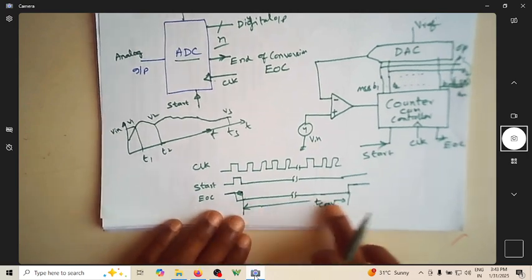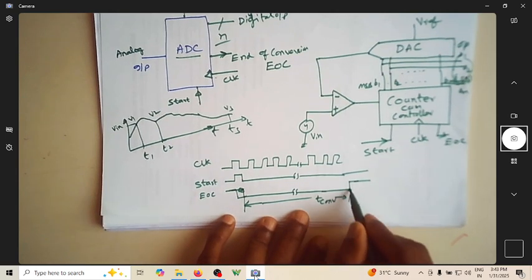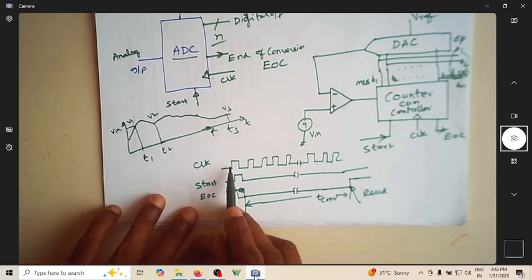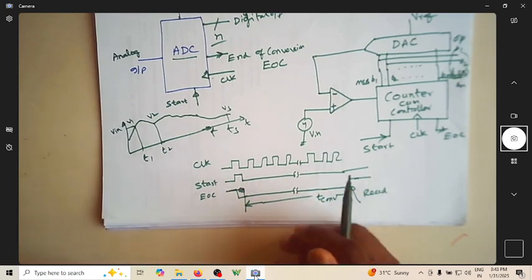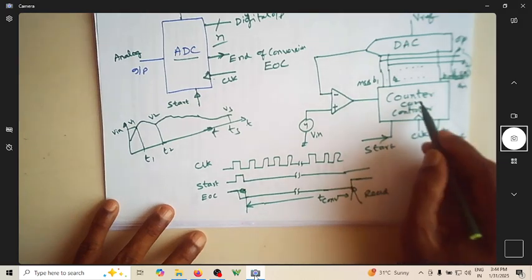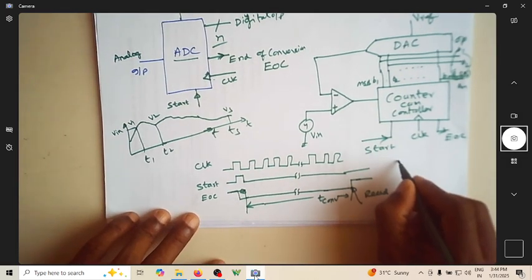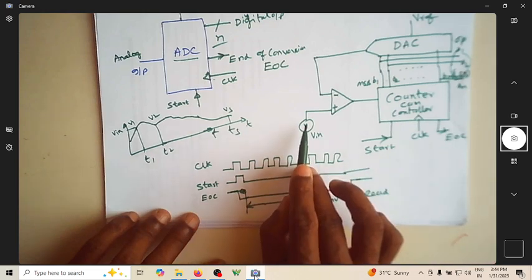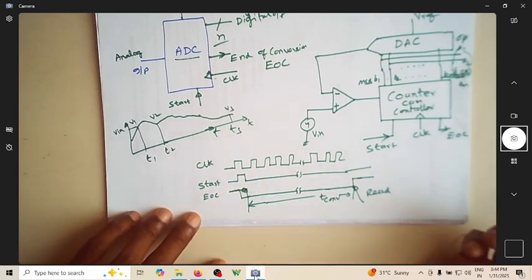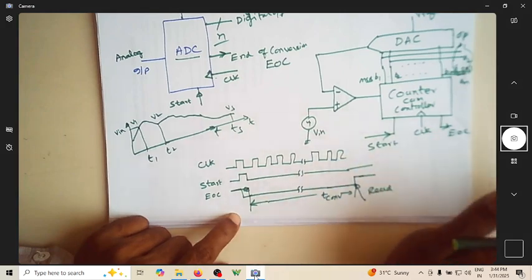After this EOC goes high, it is an indication that conversion is over. Now from here I can read the data. It takes so many clock cycles. In the case of this DAC based counter ADC, which uses a normal counter, if the amplitude of the input voltage is more, it takes a longer time, more clock pulses, to give the output. If the input voltage is less, then it takes a lesser count to give the output.